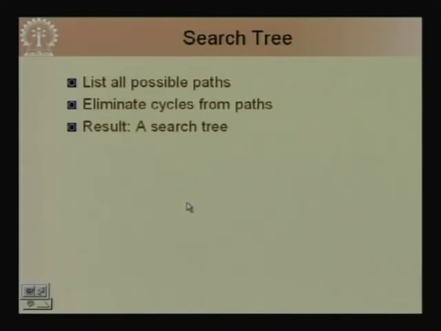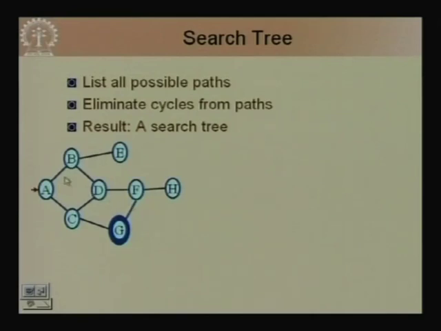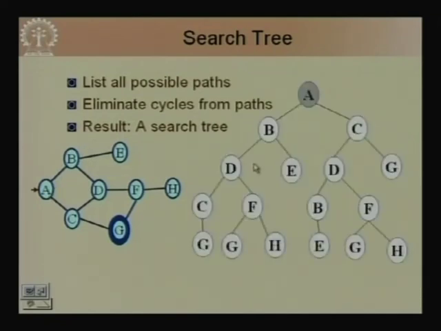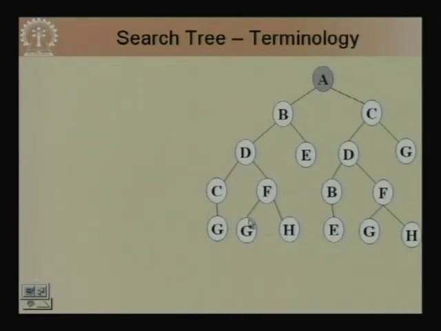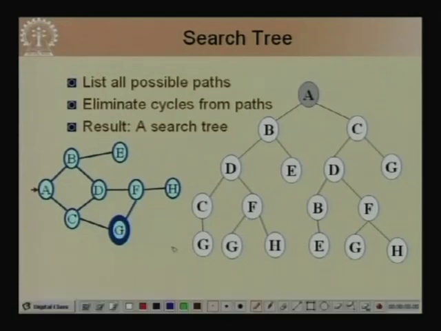Now, we will see what is a search tree corresponding to a problem and how we get the search tree. This is the state space graph. From this graph, we start from the initial node and list all possible paths. So, we start from A; one can go to B or C. From B one can go to D or E, from D one can go to C or F, from C one can go to G, from F one can go to G or H, but from G one can go to C or F, and so on.